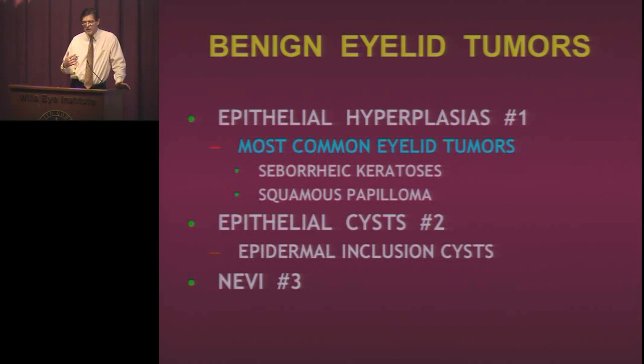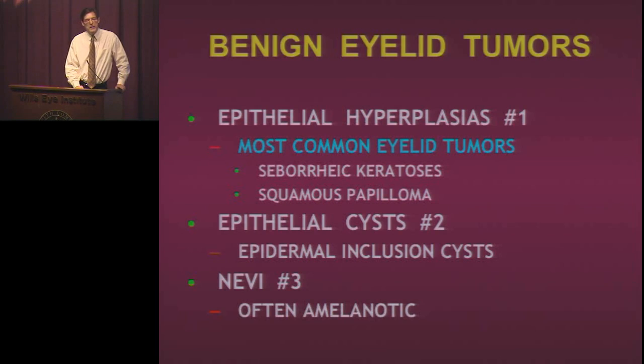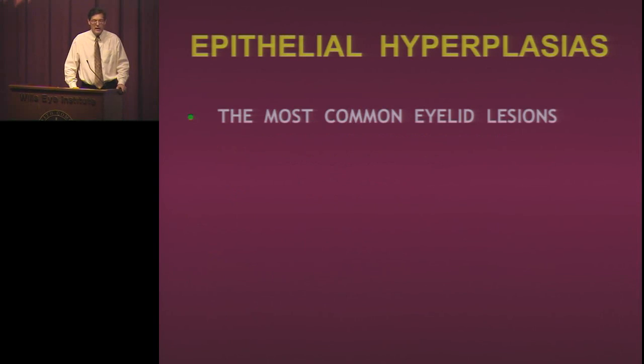Epithelial cysts, the most common ones we see are inclusion cysts. Those white things with a little pore in them, we'll show that. And nevi can often be, especially on the lid margin, amelanotic. And they can be referred in by primaries or other physicians as tumors, and they're worried about malignant potential. But luckily, most ophthalmologists, after you see a few, you'll be able to recognize amelanotic nevi more easily.